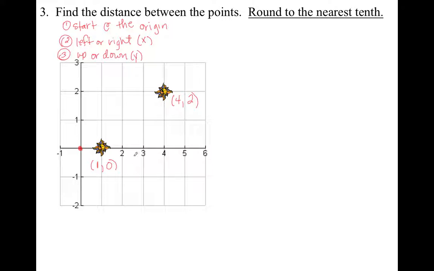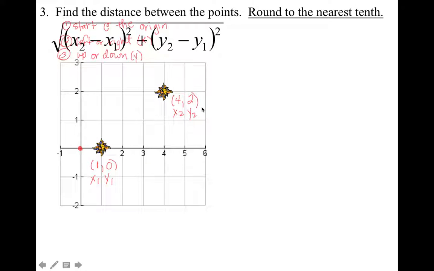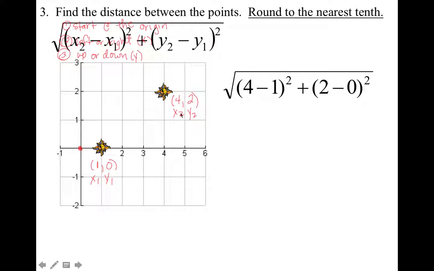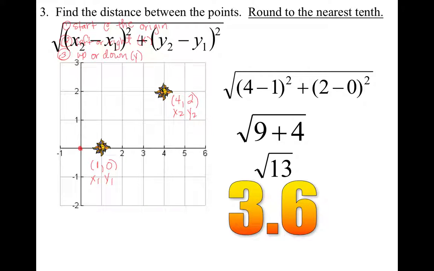So now what I can do is I can label them. This is my x1, my y1, this is my x2 and my y2. And now I can plug them into the equation. So when I plug them in, notice x2, which is 4, minus x1, which is 1, and y2, which is 2, minus y1, which is 0. Simplify. And then if I ask you to round, you would get 3.6. And that's rounded to the nearest 10th.